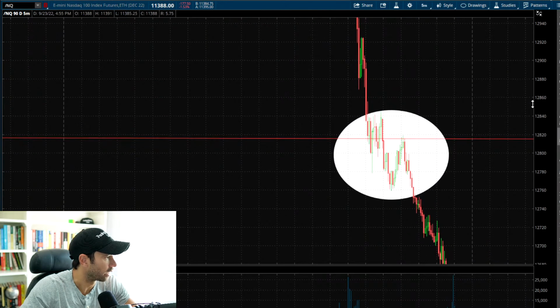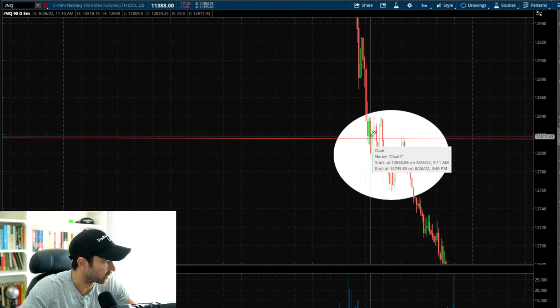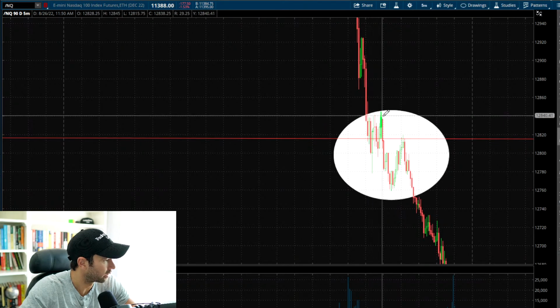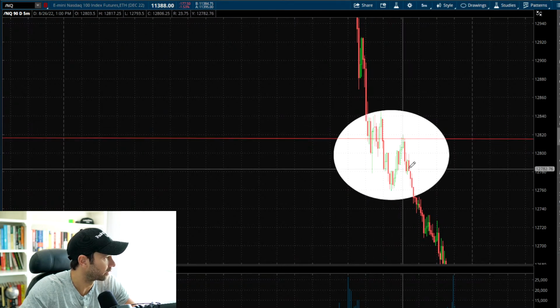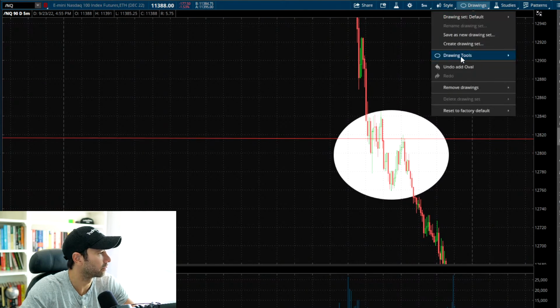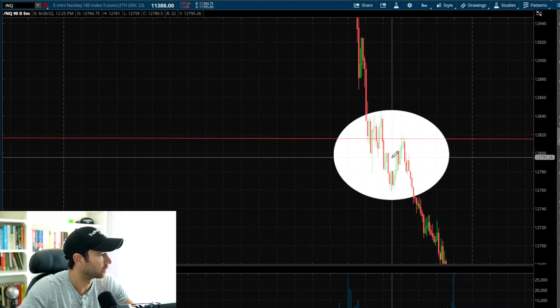And here I can see what time this is. This is 11. Okay, 11. You have this sort of retest. So let me put here some Fibonacci.